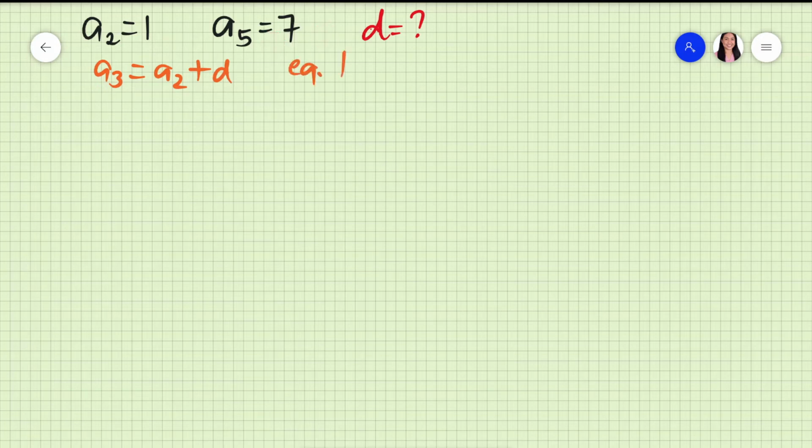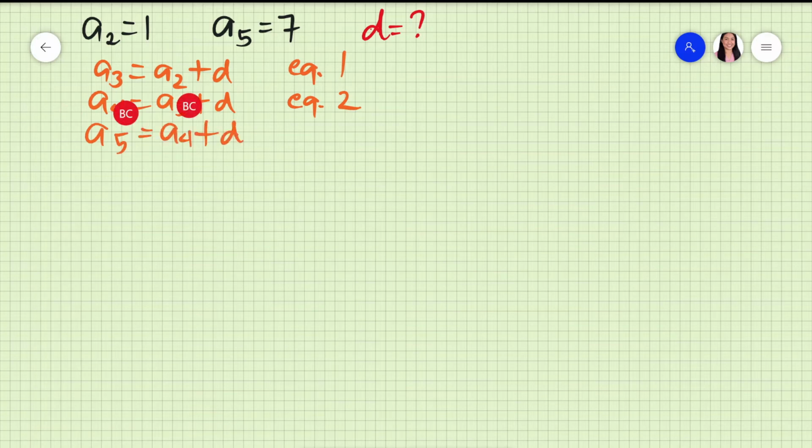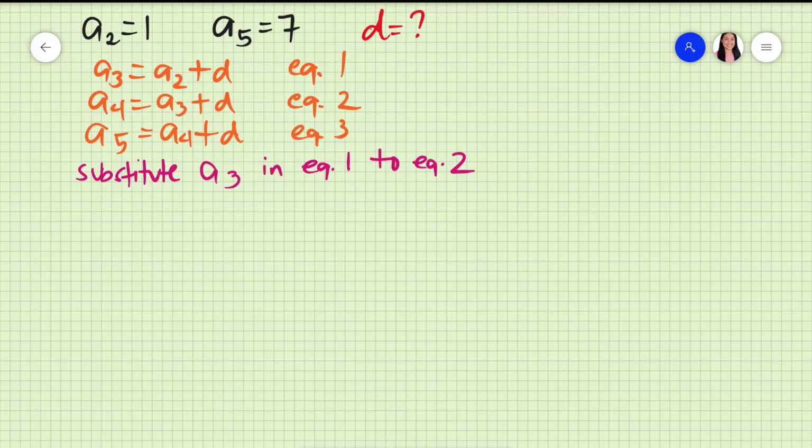Another, a sub 4 is equal to a sub 3 plus the common difference, and this is our equation 2. Another is a sub 5 is equal to a sub 4 plus the common difference, and this is our equation 3. Now, substitute a sub 3 in equation 1 to equation 2. So this will become a sub 4 is equal to a sub 3 plus d.